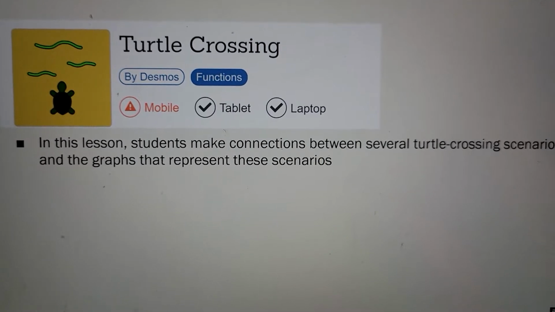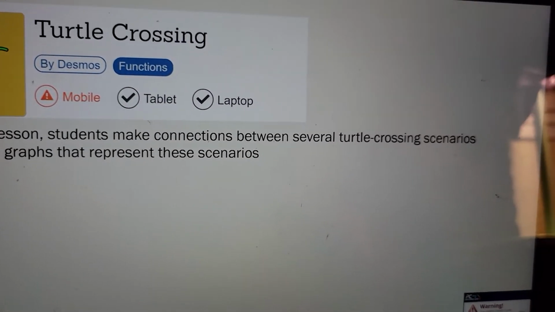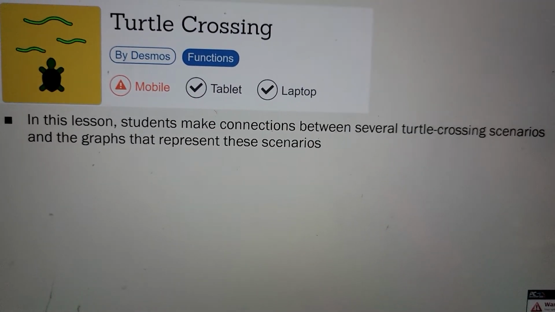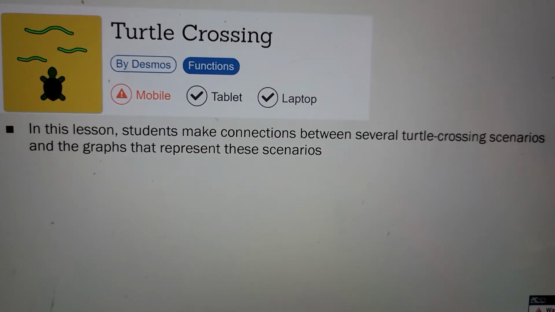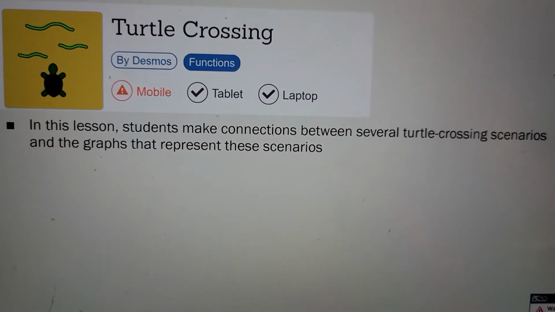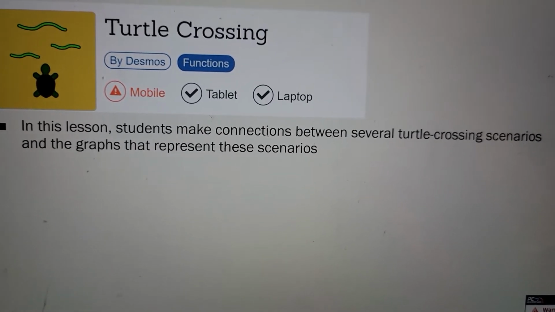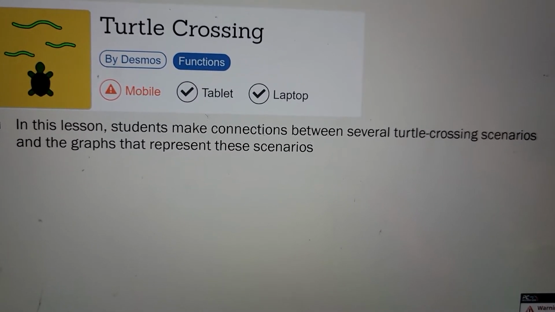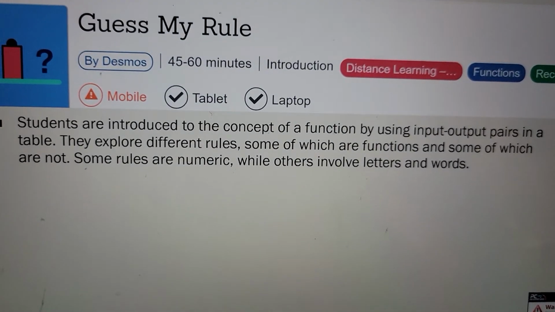It was Turtle Crossing. In this, students make connections between several turtle crossing scenarios and the graphs that represent these scenarios. So this one was pretty cool, in which the turtle had to cross certain areas and obstacles. And in order to do this, students had to find graphs to represent this scenario. This was a pretty cool activity in which it gave you a goal.